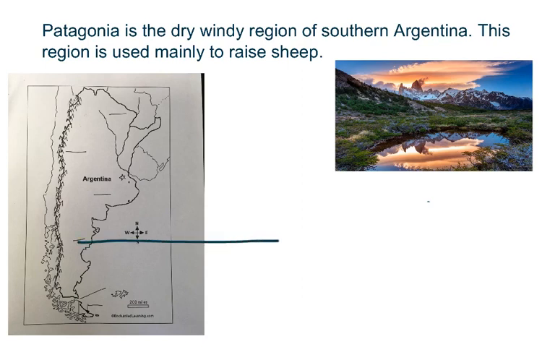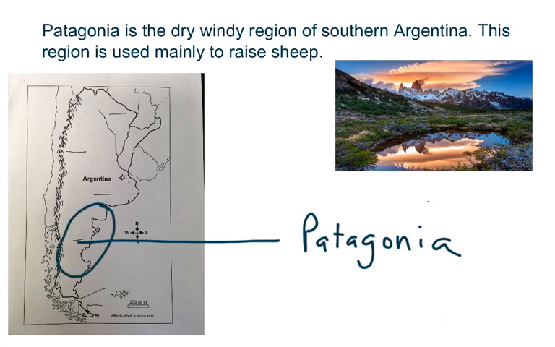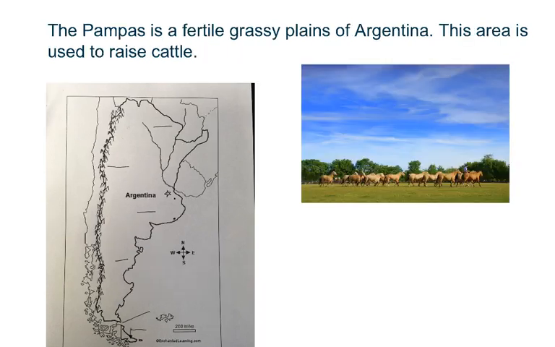Patagonia, which, if we look at our map, is found down below. The Patagonia is the dry, windy region of southern Argentina, and this region is used mainly to raise sheep. So this part right there is typically very dry, very windy, and much cooler than in this region of Argentina. And on the right side of your screen, you have a landscape of what Patagonia in certain areas looks like.